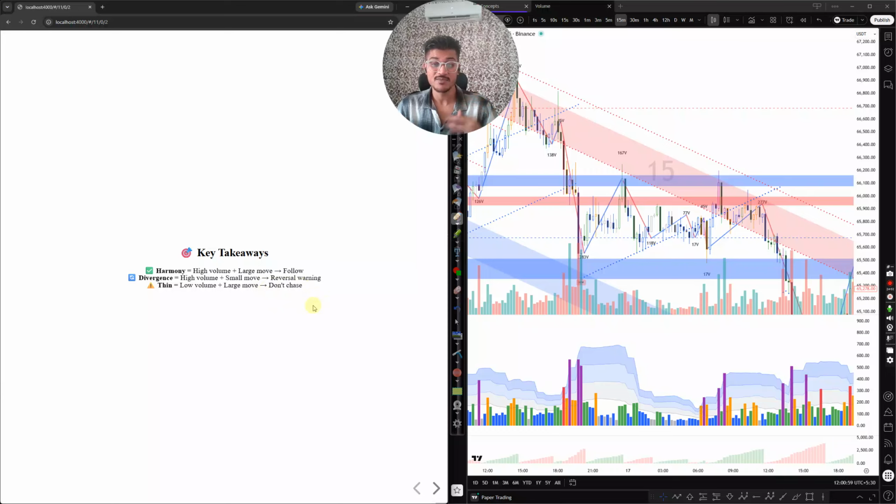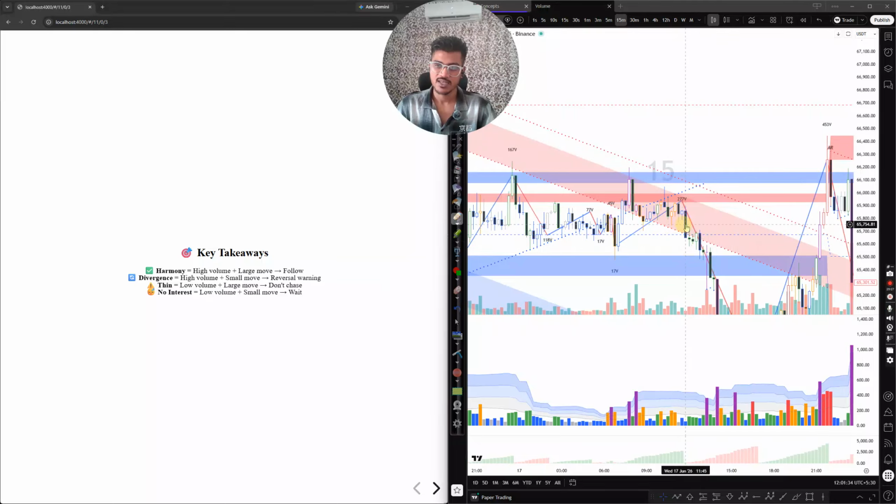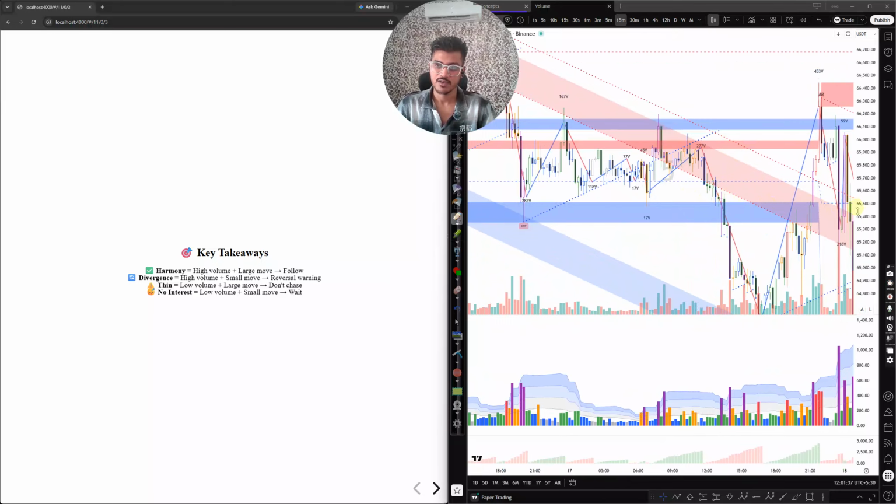We don't chase this because we don't know for sure if institutions are present or not. So just don't chase this low volume and large move. Fourth is no interest, which is low volume and small move, so wait for it. The market is basically getting ready. So see, low volume, small move, don't trade around here. You see, the market just manipulated those, and then when very high volume came, boom, the market closes below that, and then it just comes down.